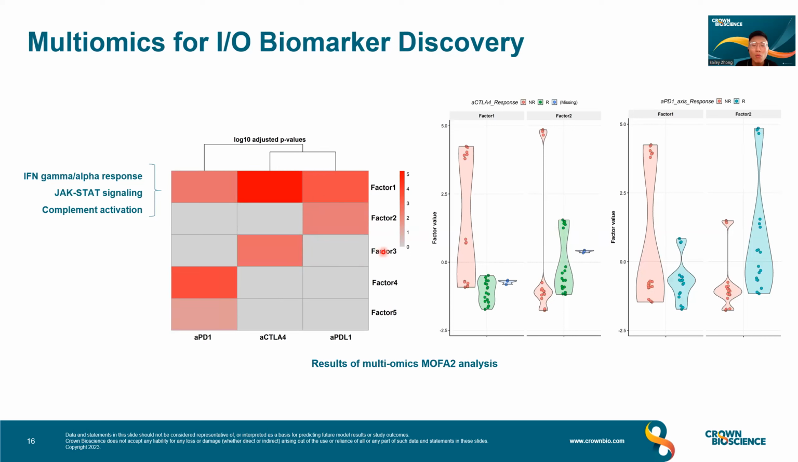Finally, we want to know what the biological meaning of factor 1 is. So we checked what genes and proteins were involved in it. We found that factor 1 indicated a higher activation level of IFN gamma and alpha response, JAK-STAT signaling, and complement activation. By combining MuScreen and bioinformatics, we can discover these potential biomarkers for immunotherapy.